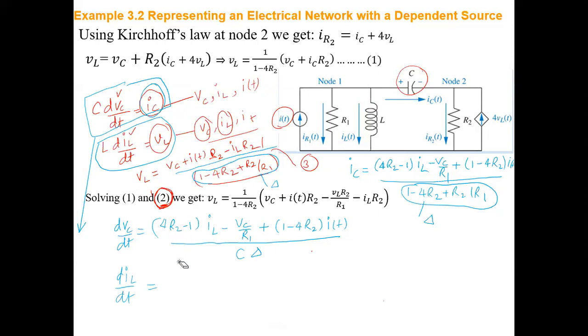Okay, this is my BL, right? So then VC, help me here, VC plus IT R2, right? Minus IL R2, divided by delta C, delta L, right? Delta L. That's what I have.